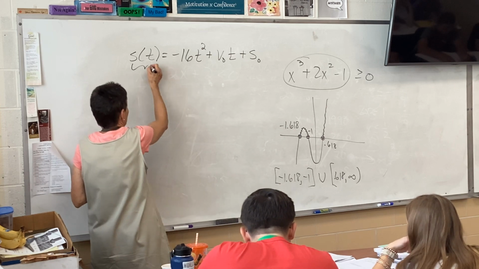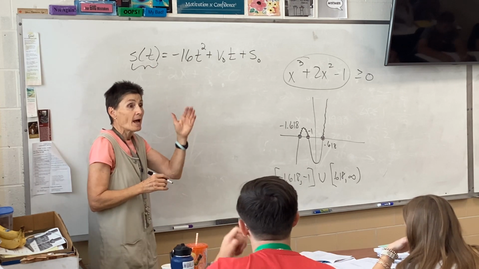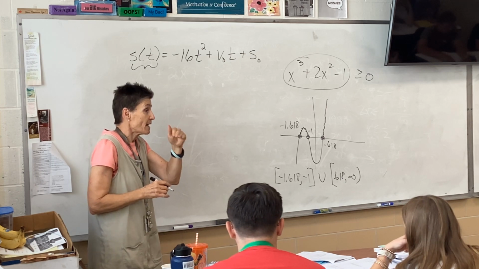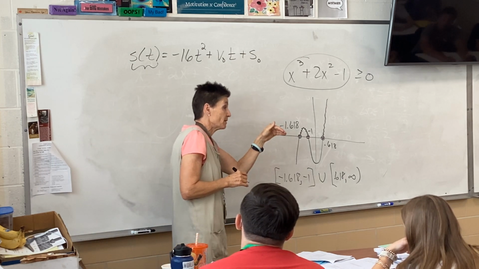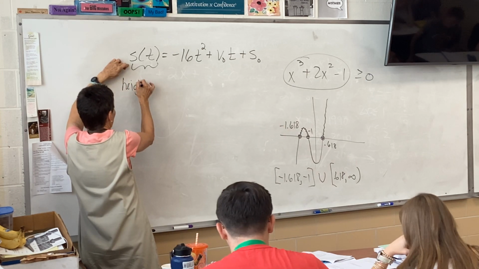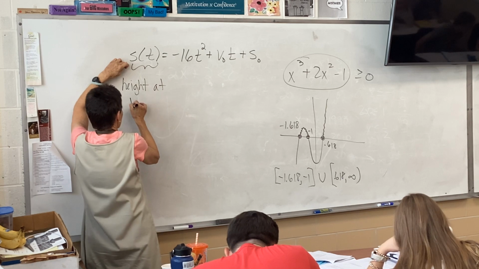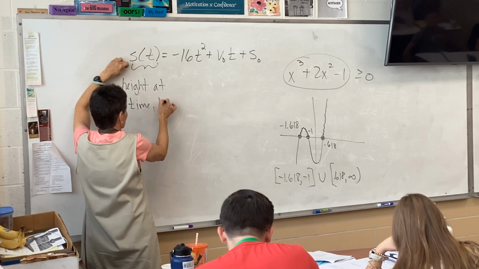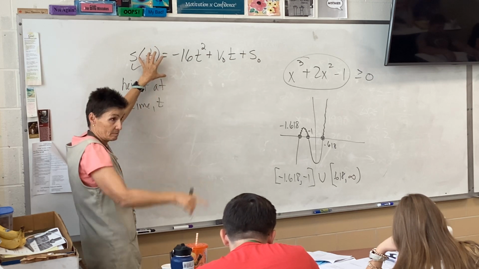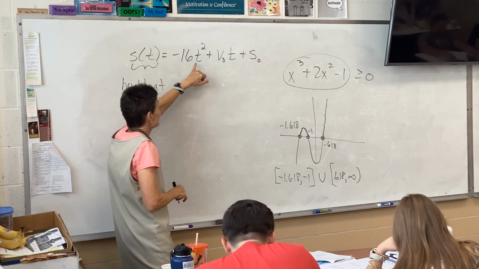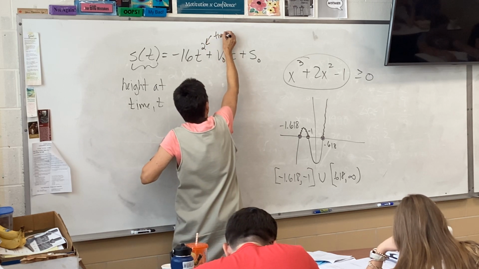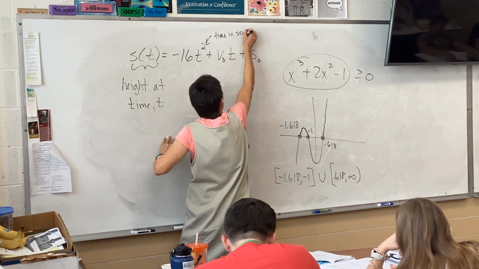So this is function notation, like f of x, right? Which f of x means the value of the function at x. This is the height of the object at time t. So this is a height variable. It's like y. It is your height. T is your time in seconds.